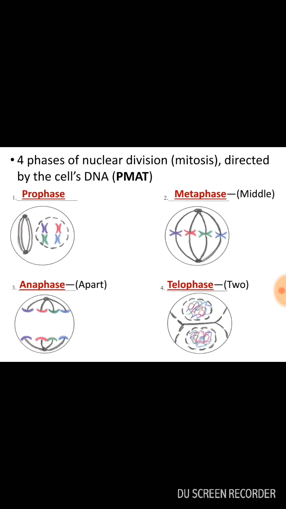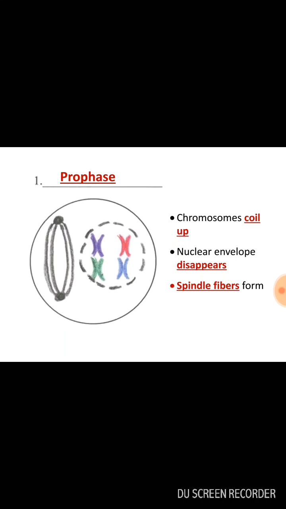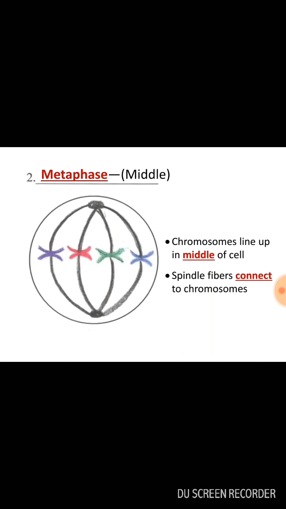Now there are four basic phases of mitosis: prophase, metaphase, anaphase, telophase. You can remember it as PMAT or pre-medical aptitude test. Now let us see what the events are that occur during prophase. Chromosomes coil up, that means they become more distinct. Nuclear envelope disappears. Spindle fibers are formed, and in case of animal cell, the dark grey colored structures which you can see, the centrioles, they start moving towards the opposite poles.